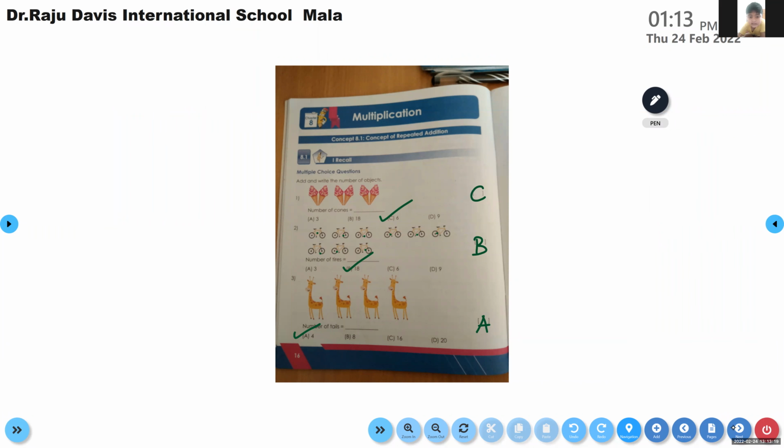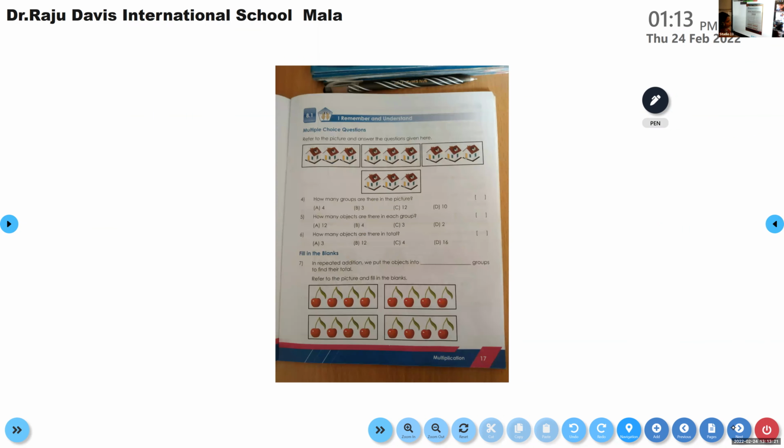All the tables, very good. Now page number 17. I said no, all are good children. You know the tables. Very good. Now here we have: refer to the picture and answer the questions given here. You can see the groups and each group having some number of houses also. So here, question number 4. Now the first question: how many groups are there in the picture?